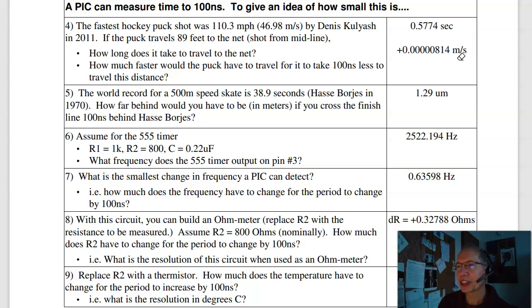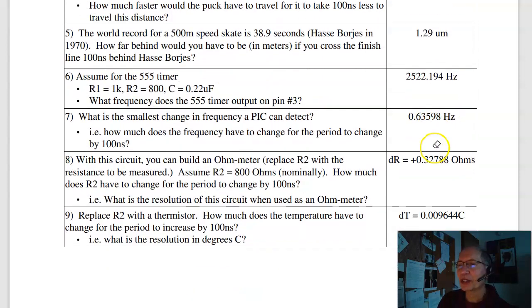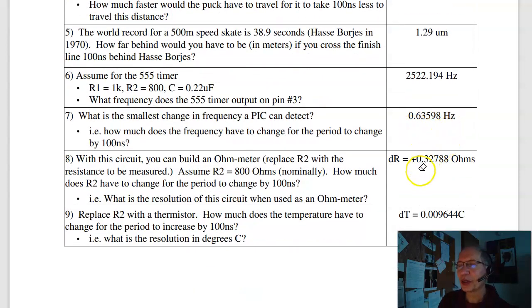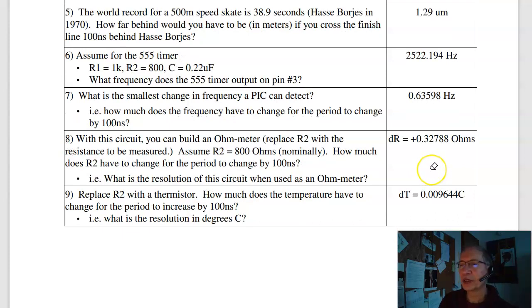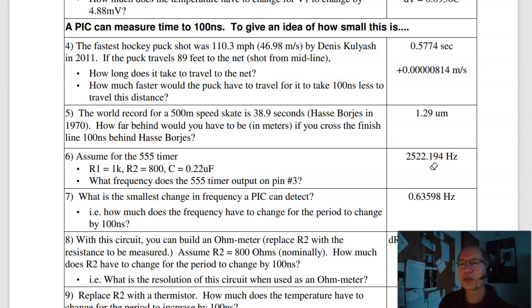0.0000008 meters per second. I can measure the second place finisher. If you finish 1.29 microns behind the first place person, I can see it. That's less than the width of a human hair, less than the size of a bacterium. I can measure frequency to 0.6 Hertz, or resistance to 0.3 ohms, or temperature to 0.009 degrees Celsius. Pretty impressive. So anyway, that's homework set number 1. The processor we're using isn't the world's most powerful, but it's still pretty darn impressive.